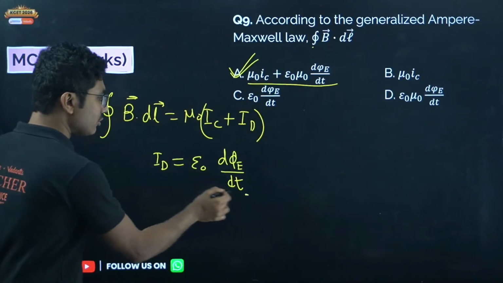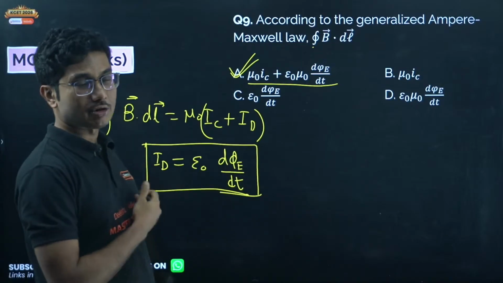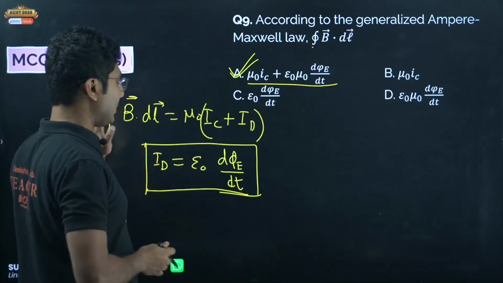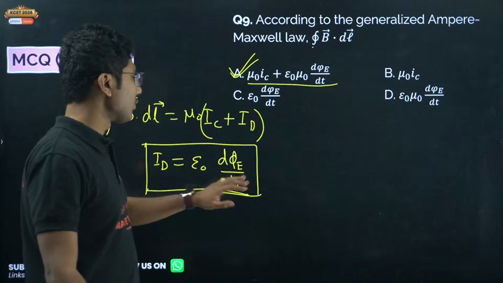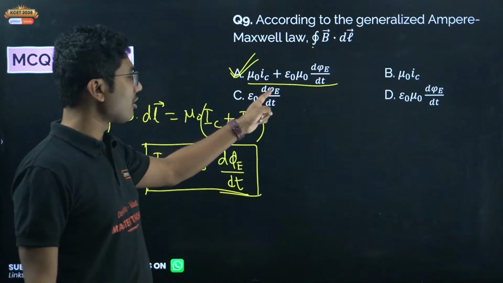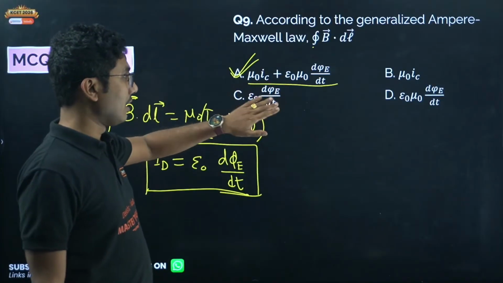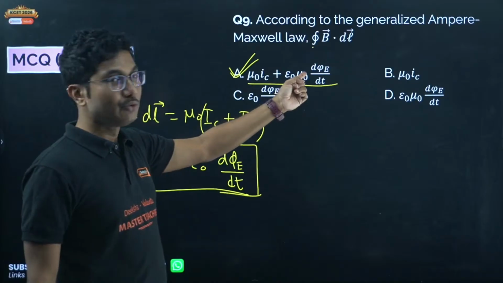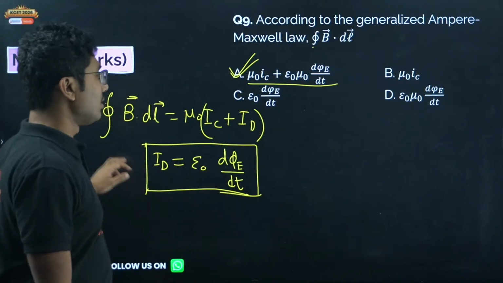Remember, this expression for displacement current also sometimes comes. This is also possible in your MCQ exam. So, in any exam, a pre-board, FA2, board exam, this is also important. Remember, epsilon naught d phi E by dt is the displacement current, whereas you have to add a mu naught and mu naught IC to get the total, that is B dot dl.